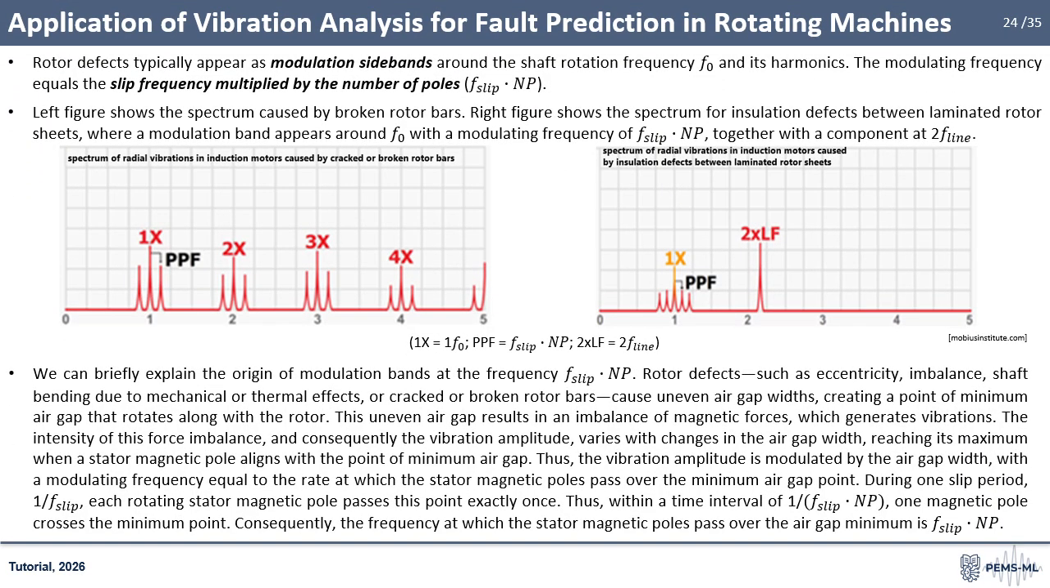Rotor defects in induction motors typically appear as modulation sidebands around the shaft rotation frequency and its harmonics. The modulating frequency equals the slip frequency multiplied by the number of poles. The left figure illustrates the spectrum caused by cracked or broken rotor bars. The right figure shows the spectrum for insulation defects between laminated rotor sheets.